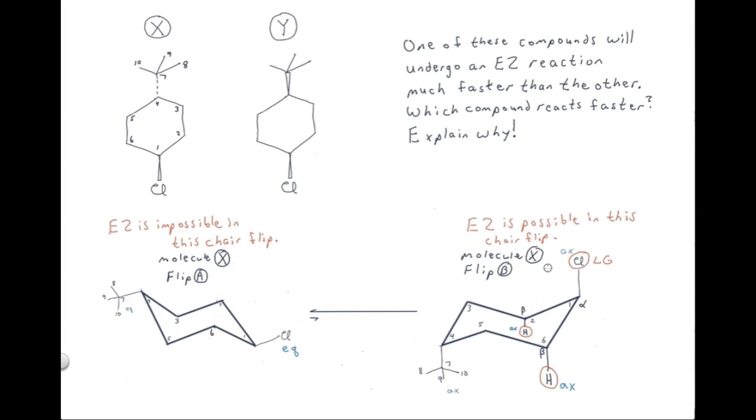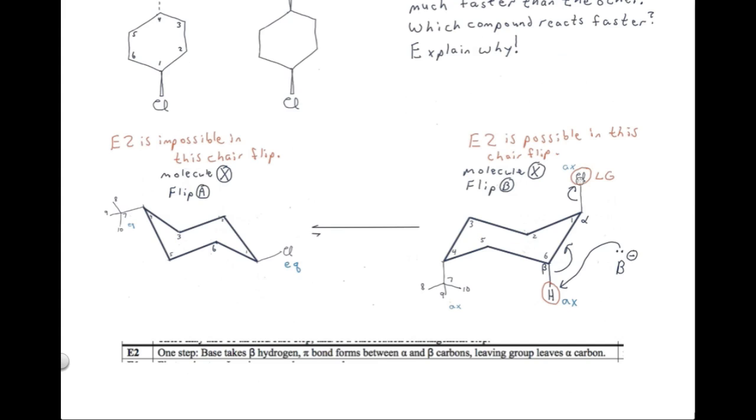It's a good idea for this type of problem to actually draw the E2 mechanism. Let's go ahead and draw the E2 mechanism. This problem hasn't actually told us who the base is for this E2 mechanism, so I'll just invent a generic base, capital B, to use in the E2 mechanism. And we did an arrow for the base taking the beta hydrogen, an arrow for the pi bond forming between alpha and beta carbons, and an arrow for the leaving group leaving the alpha carbon.